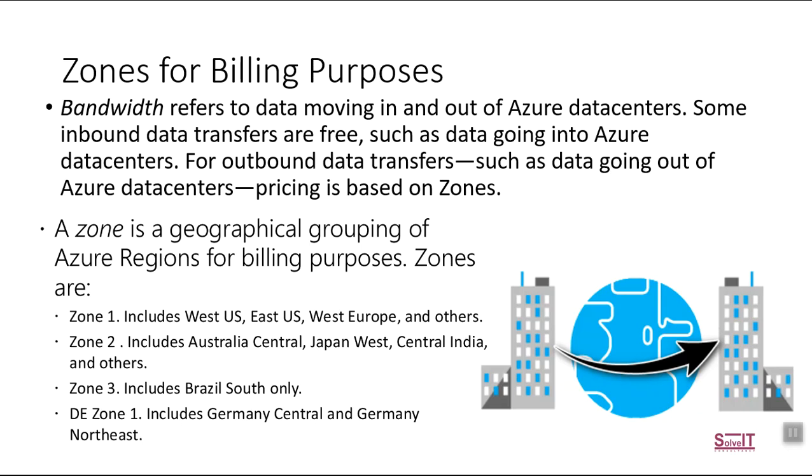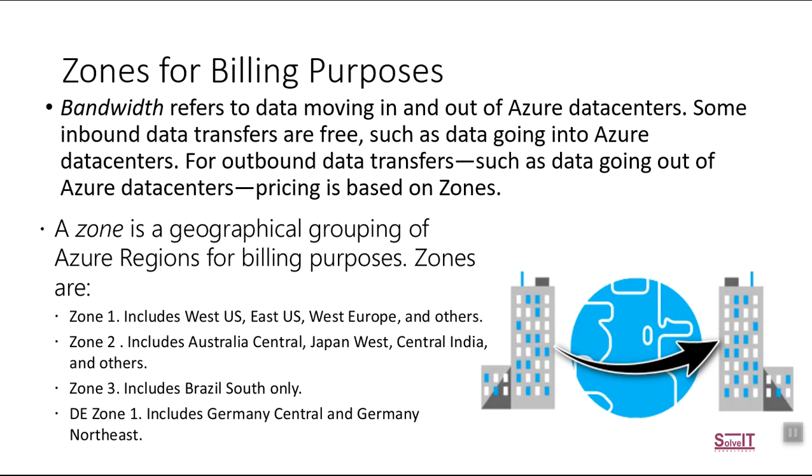So there are two parameters here, ingress and egress. Ingress refers to data going into the Azure data centers, or inbound data. Data going out of Azure data centers, or egress, is what you're going to be charged for. So inbound data is free, outbound data is chargeable. Pricing is based on zones.